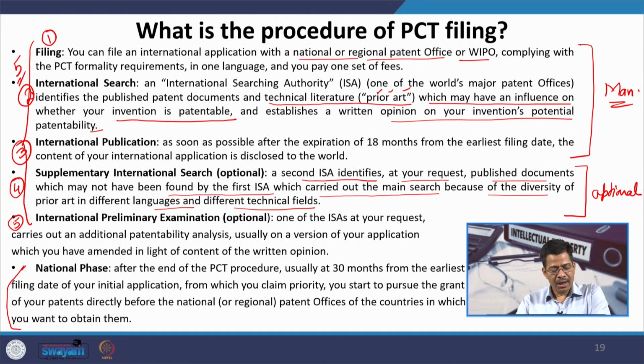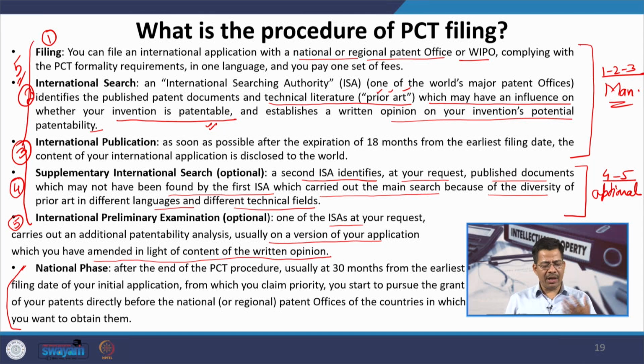And another thing, that is international preliminary examination. This is the fifth activity. So, as I mentioned, 4 and 5, these are optional, 1, 2, 3, these are mandatory. Now, preliminary examination. So, this international searching authority at our request will carry out an additional patentability analysis, usually on a version of our application which we have amended in light of content of the written opinion. So, written opinion comes when we get international search. So, international search was done, that is a mandatory activity. We get a written opinion of the ISA, and based on that written opinion of the ISA, we can modify, we can respond to those opinions, those observations of ISA, and based on those observations we may request ISA for our primary examination of the application.